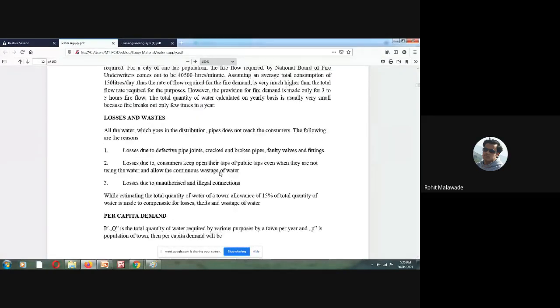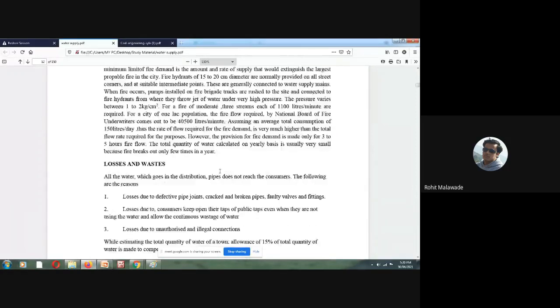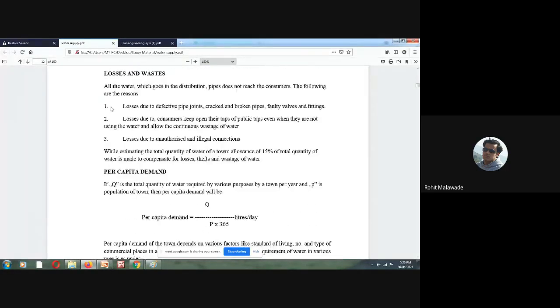Now the fire demand is over. Now we will be covering the losses and wastes. The next type of water demand is the losses and wastes. Whenever there is a breakage in the water system, you see in day-to-day life there might be breakage occurring when there are cracks in the pipes, or something goes wrong in the pipes, or due to maintenance.